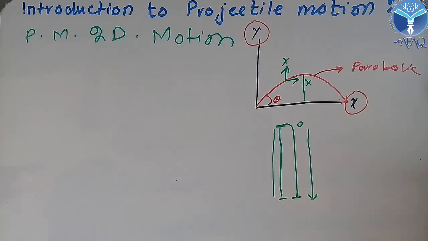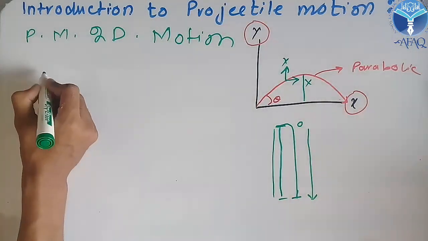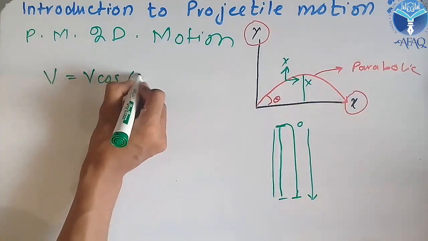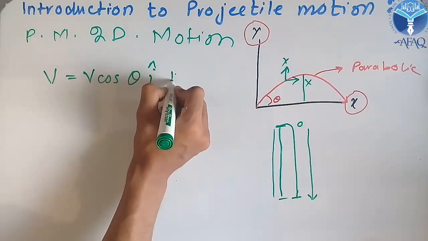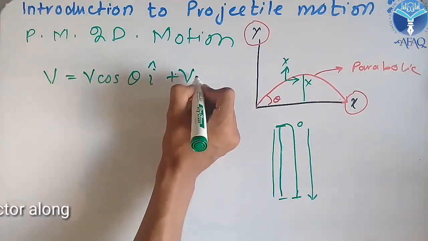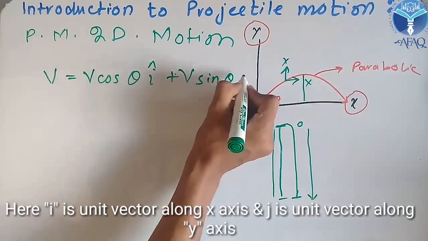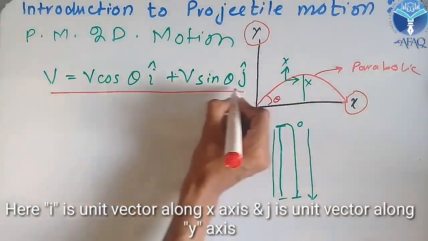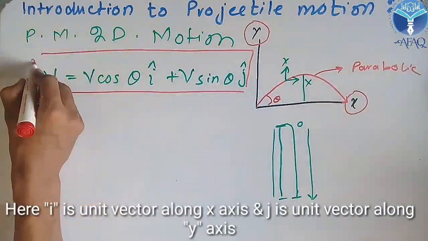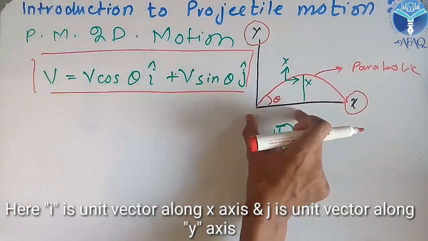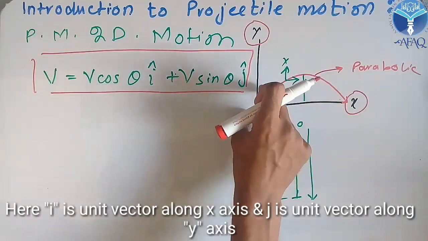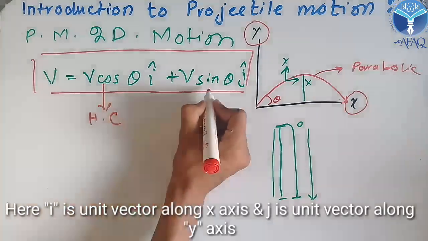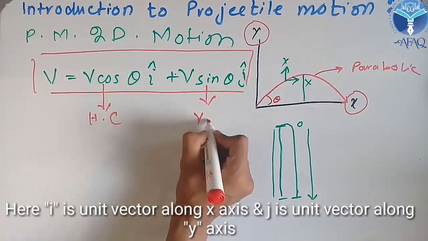Now as we are aware, v naught is our total velocity, and that is equal to v cos theta i (the unit vector) plus v sin theta j vector. So that is our important relation. You know that the velocity is equal to v cos theta, which is related to the x component, and v sin theta, which is related to the y component. So we can say that it is our horizontal component and it is our vertical component.